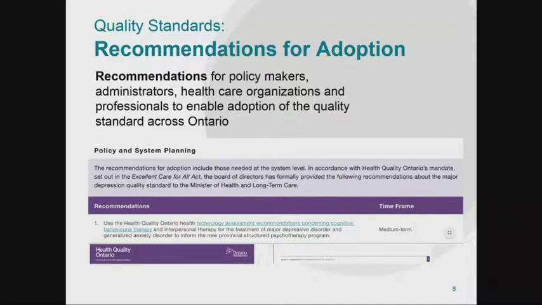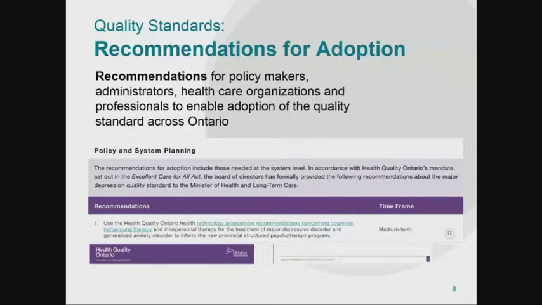So in addition to providing guidance on doing the right thing, we also provide recommendations on how to do it. Each quality standard is accompanied by a set of recommendations to support adoption of the standard within the system. These recommendations are made at different levels. We make recommendations to partners within the system to develop clinical tools to support the standards. We make recommendations to ourselves to leverage HQO programs to support adoption. And finally, and most importantly, we make recommendations to the Ministry of Health regarding policy changes that can be made to support the use of the quality standard.